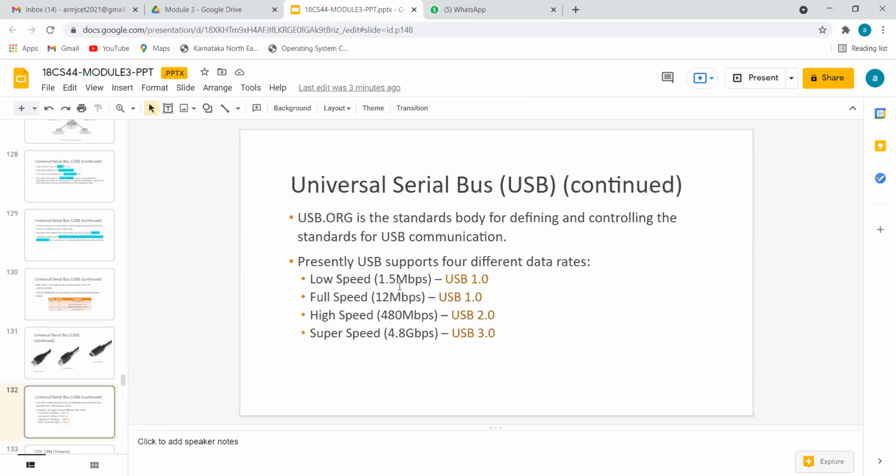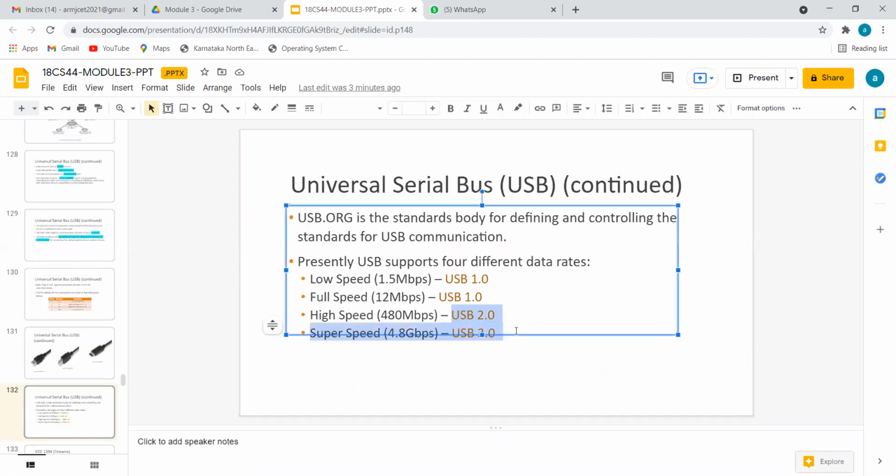Okay, I hope you can see now some of the versions. USB 2.0, 3.0, you might have heard the words, and their technical speed, how much data capacity they can transmit from one end to another end. USB 1.0 was an old technology, with the low speed concept, 1.5 Mbps. Then USB 1.0 with the full speed is 12 Mbps. High speed of USB 2 is 480 Mbps, and super speed of USB 3.0 is 4.8 Gbps.